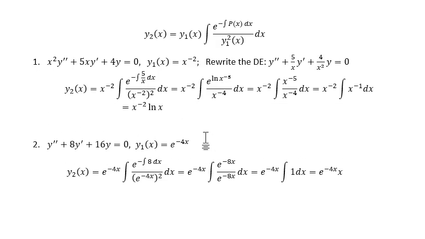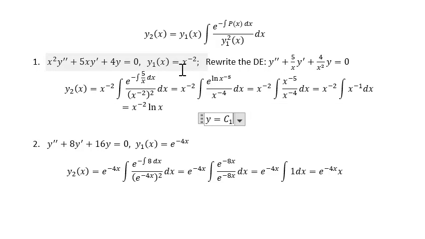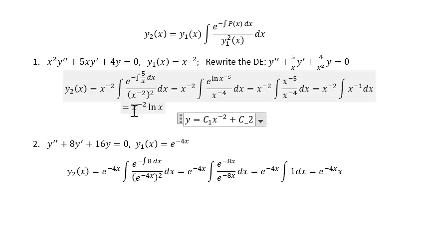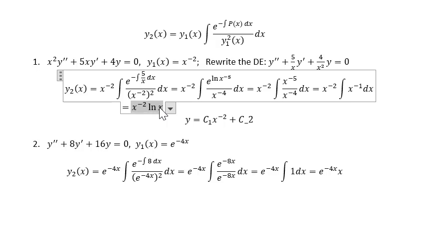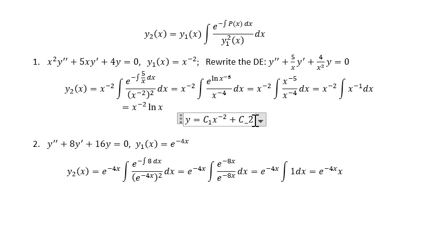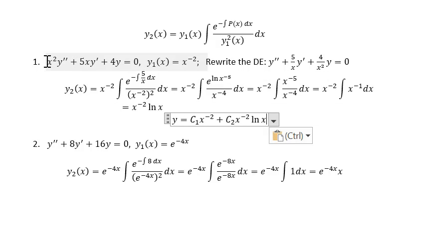So y is going to equal c sub 1 times our first solution plus c sub 2 times our second solution. And that's the general solution for our first differential equation.